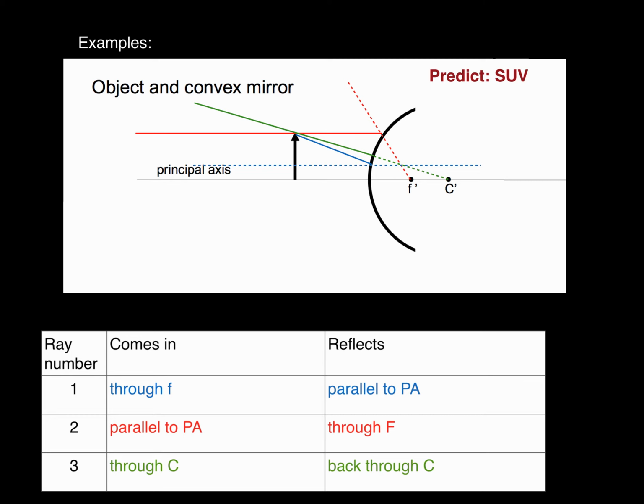This reflected line reflects in the same direction it came from, so it reflects from the center. The intersection of our 3 lines inside the mirror is smaller, upright, and since it's on the virtual side of the mirror, it's a virtual image as well.